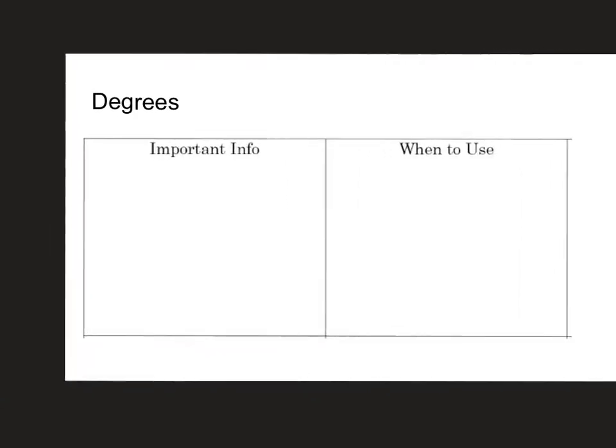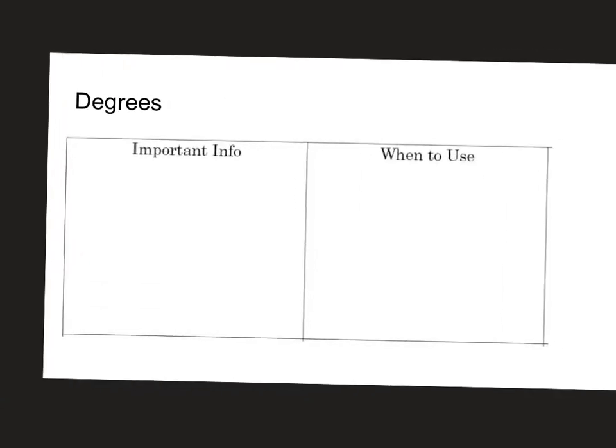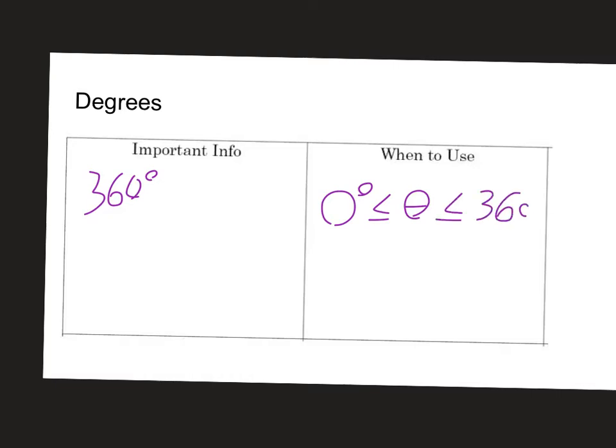So, degrees. What's important about them and when do we use them? Degrees are our standard, or the previous standard, of measuring angles of a circle. Specifically, there are 360 degrees in a circle. Domains of circles are going to run between 0 degrees and 360 degrees for one complete rotation.